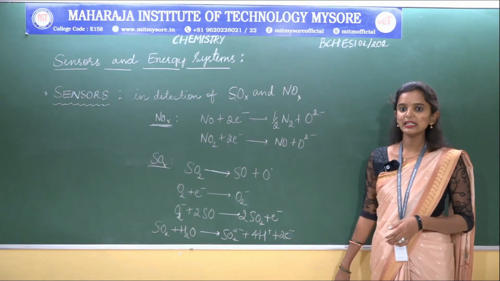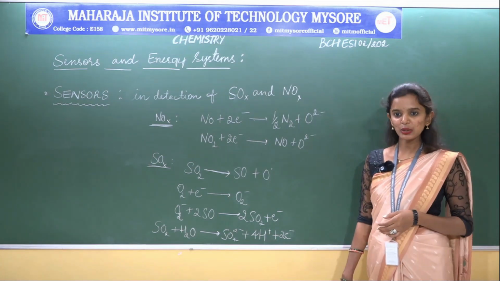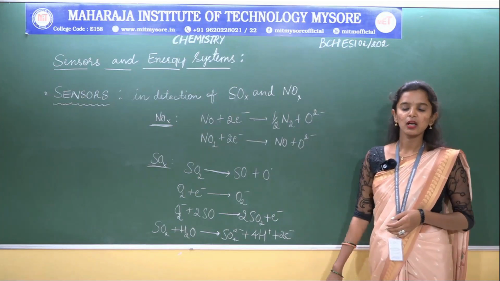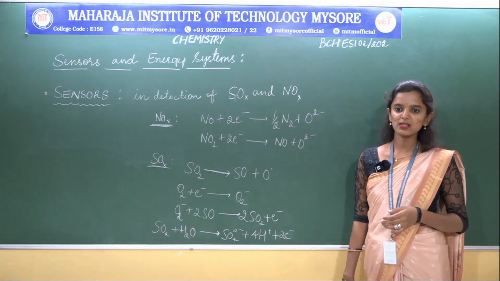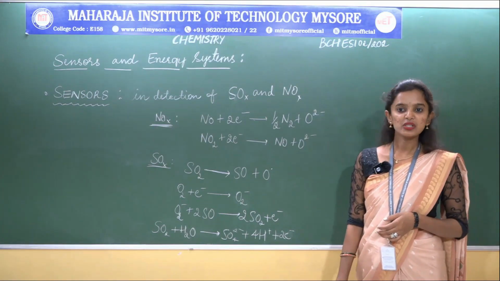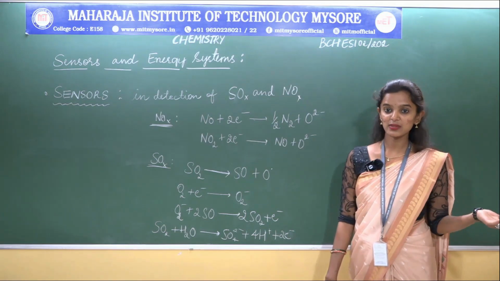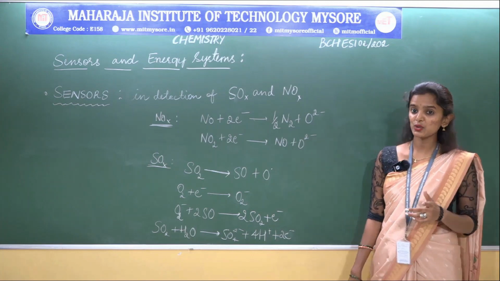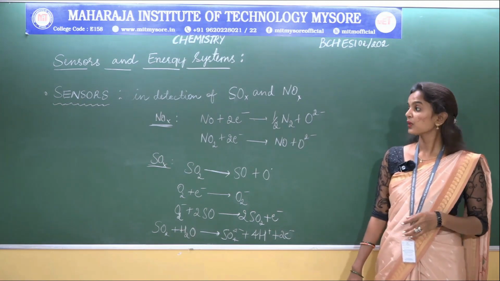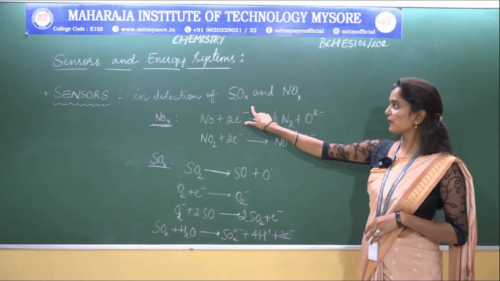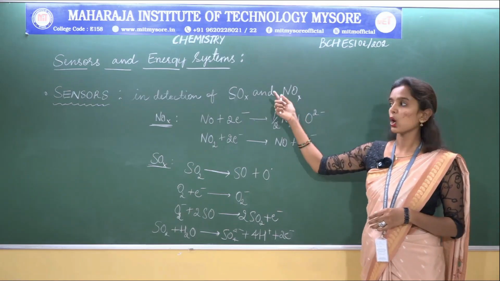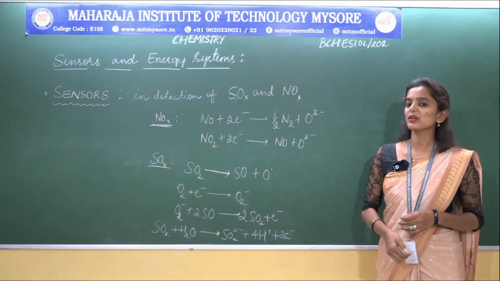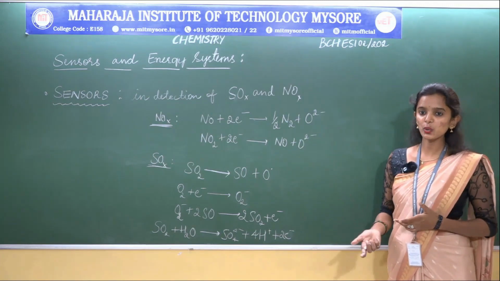Let us now study the applications of the electrochemical sensor in detection of toxic gases. We know there are several types of gases present in our atmosphere which are responsible for various greenhouse effects, acid rains, soil contamination, erosion, pollution, etc. So in detection of SOx and NOx, that is the oxides of sulfur and the oxides of nitrogen, the electrochemical gas sensor plays a major role.